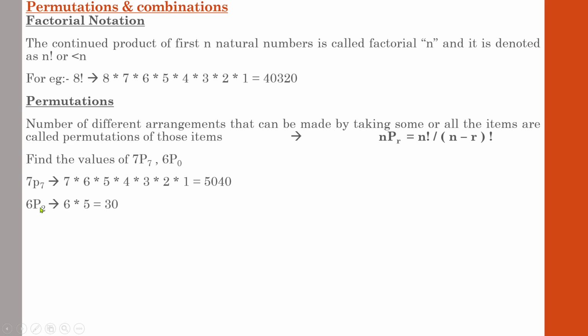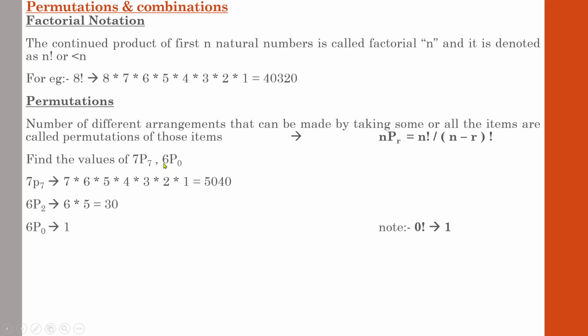Permutation means the number of arrangements that can be made on the basis of those items that are taken at a time. In this case, out of a total of 7 items, you can take the entire 7 items at a time. But here, out of 6 items, you can take only 2 items at a time. So that is the concept.